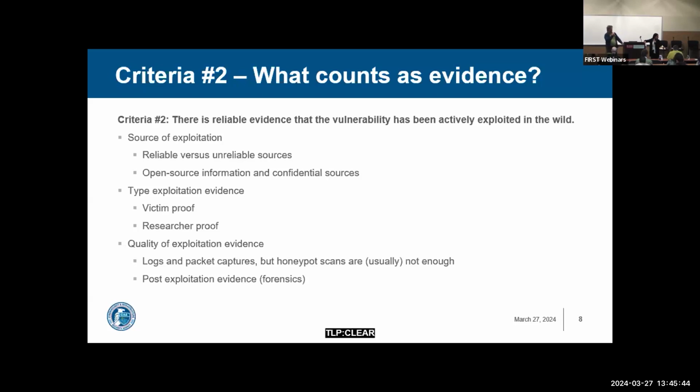Okay, so I want to check my understanding. You're telling me if I create an exploit for a popular piece of software, but I never use that against a BOD 22-01 organization, I will stay off the KEV list?